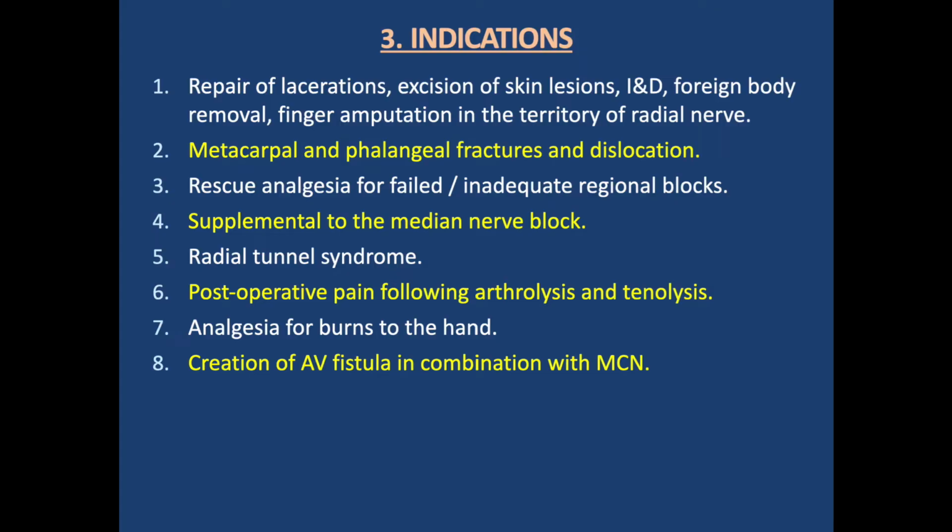For example, if we are giving a supraclavicular or axillary block for hand surgery, and if we find the block inadequate or failed, we can augment the block with a radial nerve block. We can give it as a supplement to the median nerve block. Radial tunnel syndrome surgery can be done under radial nerve block. Radial nerve block can be used for post-operative pain following arthrolysis and tenolysis. Radial nerve block can be given for analgesia for burns to the hand. It can be used for creation of AV fistula in combination with musculocutaneous nerve.